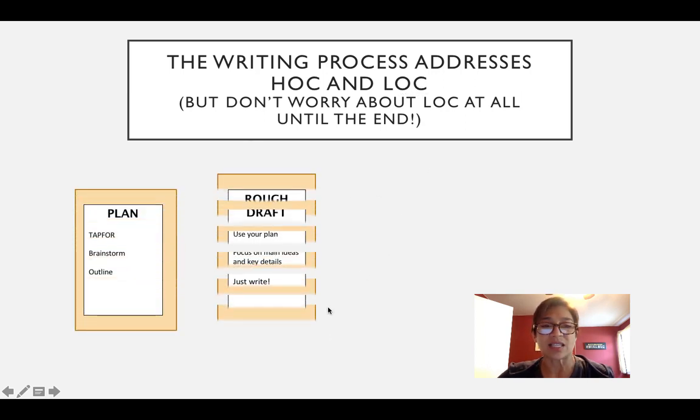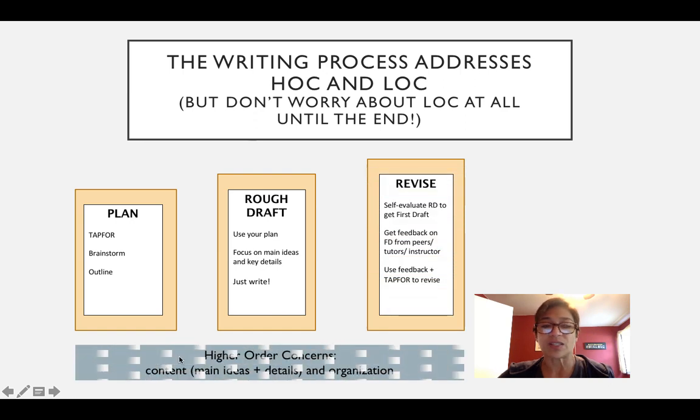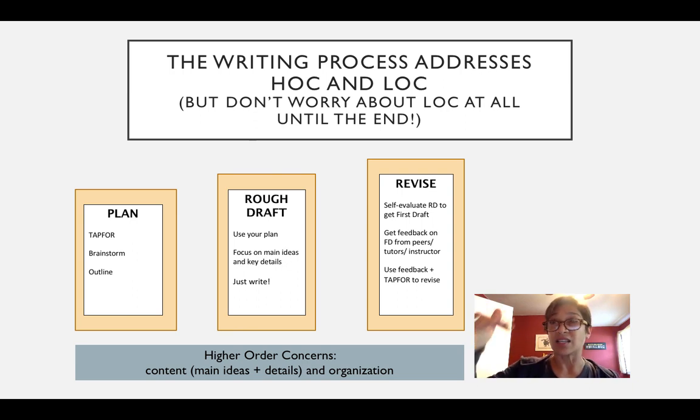So the first three steps really focus on the higher order concerns. This is the content. What are your main ideas and details? What's your evidence? What are your topic sentences? What's your thesis? And then the organization of that content. What order do I put things in? Do I put the counter arguments first or second? Do I put this evidence in this order or that order?